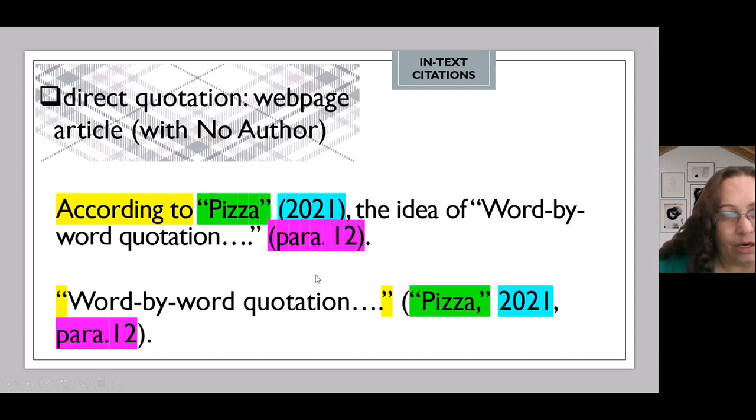If the information of the article appears at the end of the sentence, obviously we'll start with the quote between quotation marks, then open parentheses, provide the short title of this article between quotation marks, comma, pay attention, the comma goes inside the quote. Year of publication, comma, paragraph number, close parentheses, period.